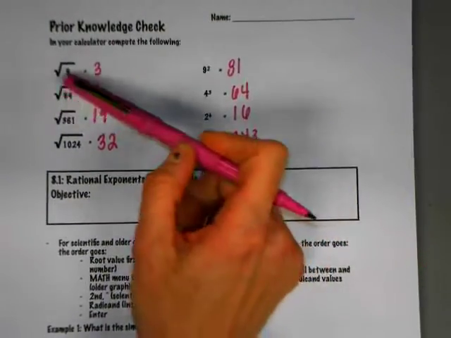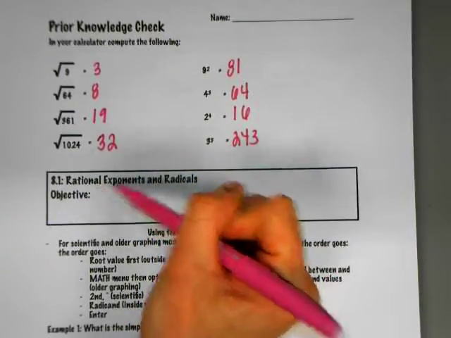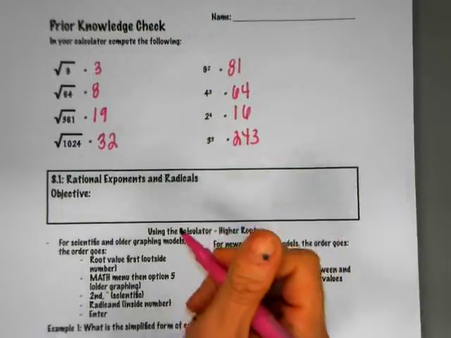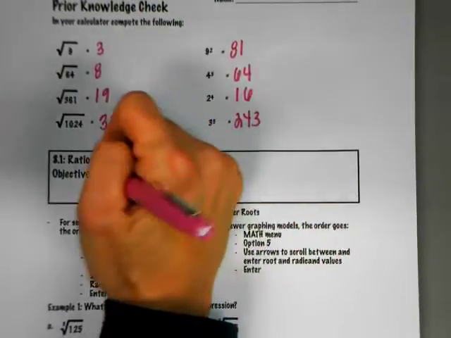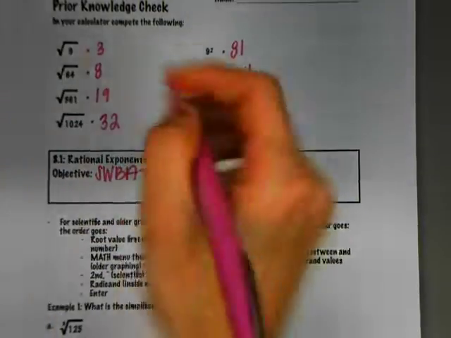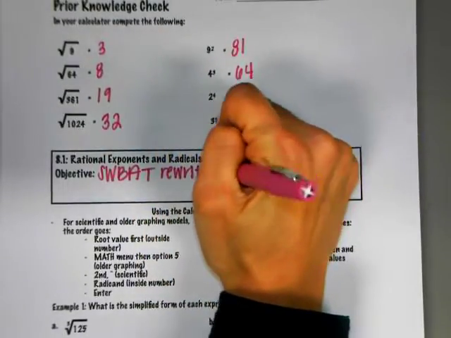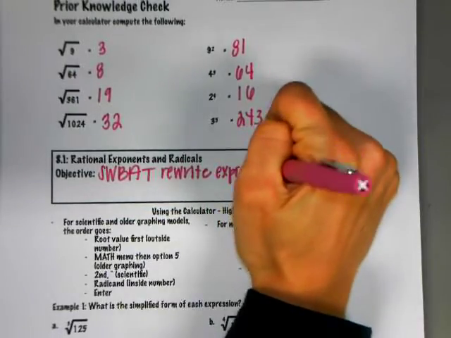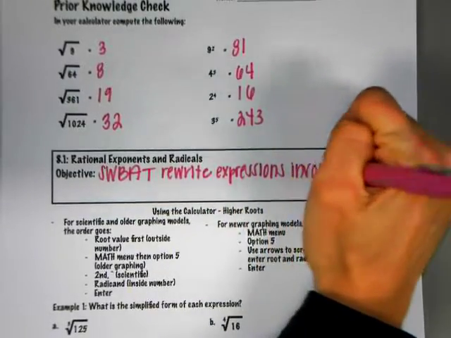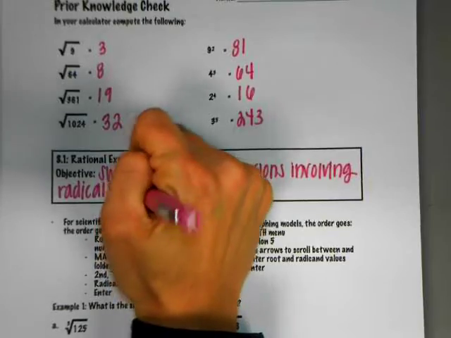Okay. So for this lesson, we are doing rational exponents and radicals. Radicals are referring to like the square roots. Rational exponents, that word rational means fraction. So basically exponents that are fractions we're doing, okay? So objective is students will be able to rewrite expressions involving radicals, so square roots or higher roots, and rational exponents, so fraction exponents.